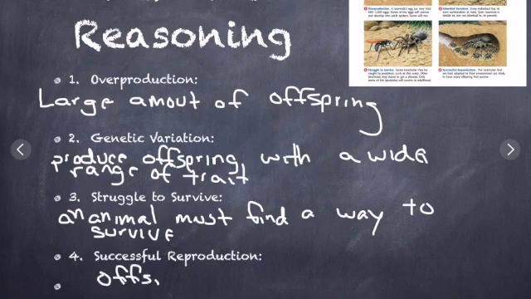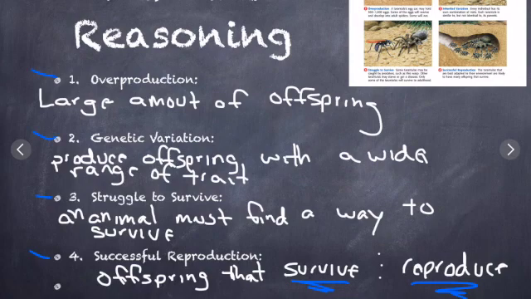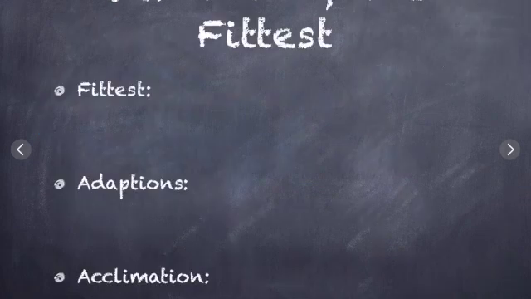Offspring that survive and reproduce. So in other words, it's not just good enough to produce a lot of them. You need a lot of offspring that can survive to adulthood as well as reproduce in their adulthood as well. So these 4 points right here, these are the 4 reasons that Darwin came up with that evolutionary theory.